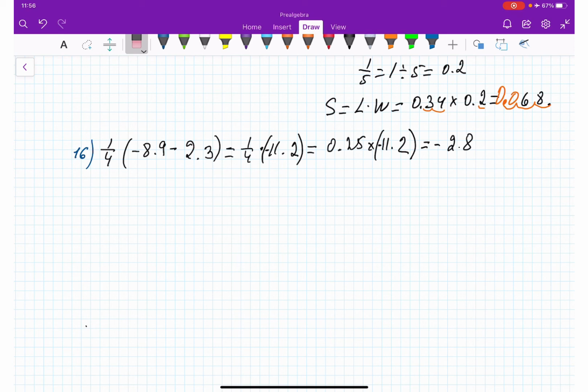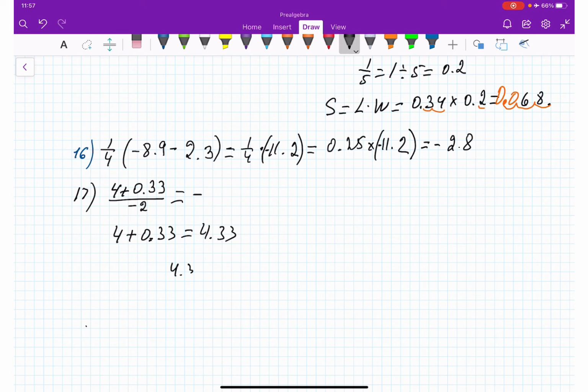Question number 17. What do we have here? 4 plus 0.33 divided by negative 2. Okay, first step: 4 plus 0.33. 4 is a whole number and we have 0 whole number, so it's going to be 4.33. And now we need to divide by negative 2. Our result is going to be negative because positive divided by negative is negative.